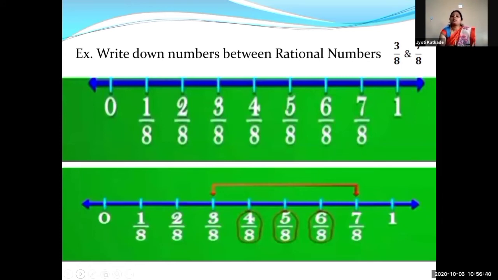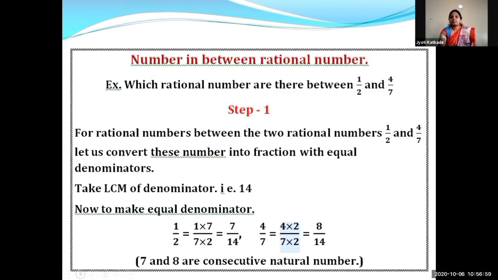When we see 3/8 and 7/8 properly, we get 4 divided by 8, 5 divided by 8 and 6 divided by 8. But when we take equivalents of these two fractions, there are more numbers. How can it be? See next slide. That is numbers in between rational numbers.